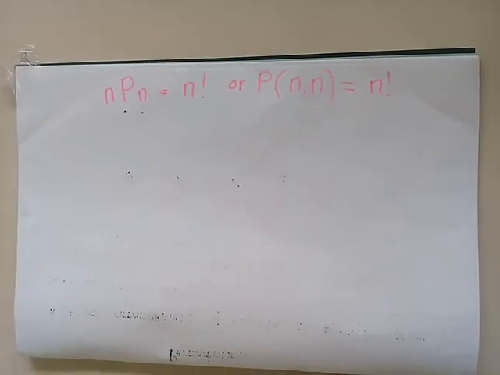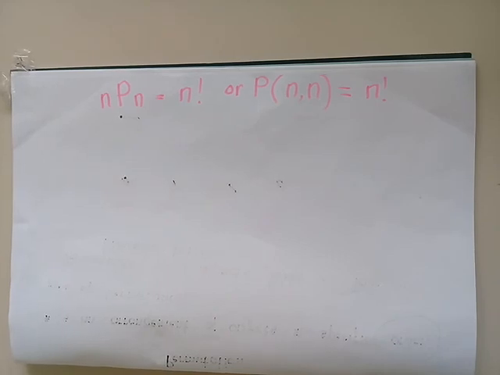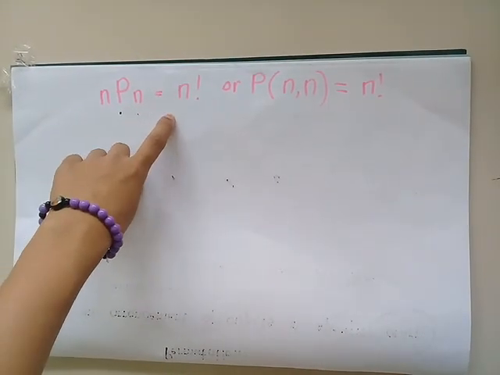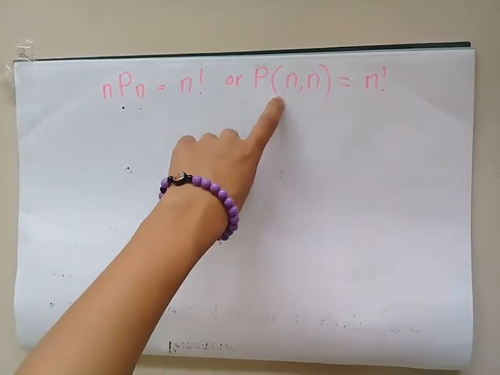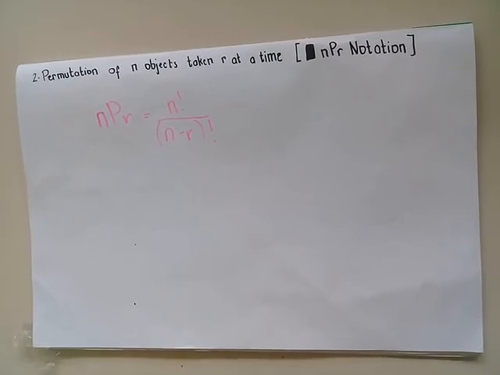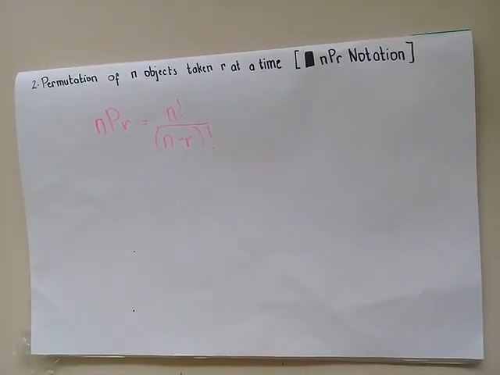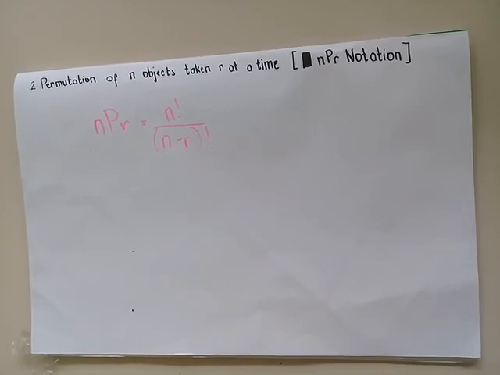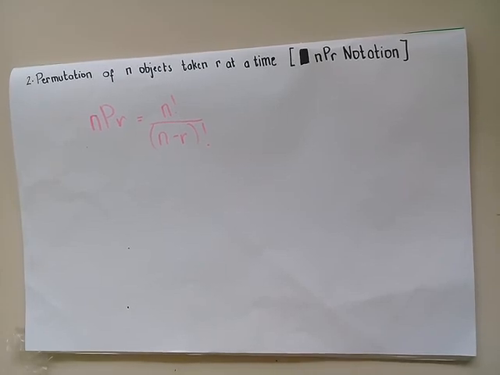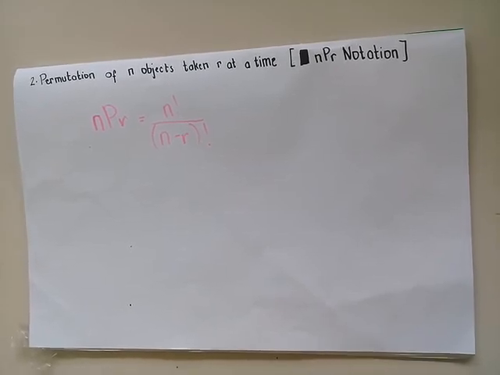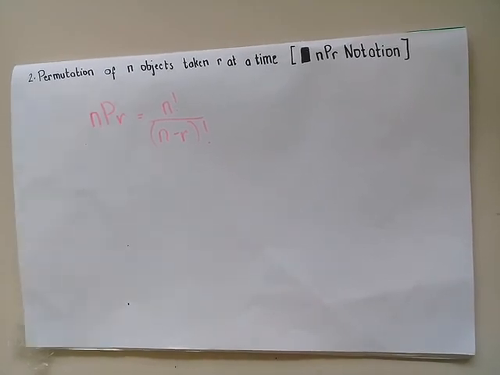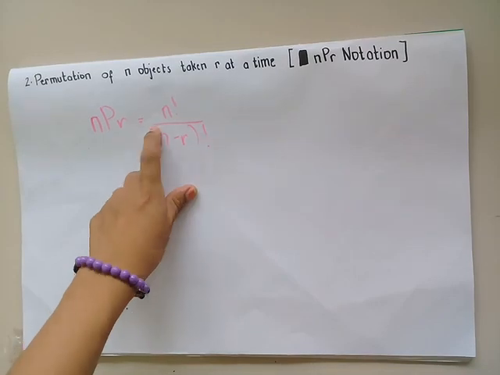If n are distinct objects, the number of arrangements or permutations P can be written as n permutes n is equal to n factorial, or P_n is equal to n factorial. There are some instances that not all objects in a group of distinct objects are chosen. So this is a type of permutation of n objects taken r at a time, or also known as n permutes r notation. The formula for that is n permutes r is equal to n factorial over the quantity of n minus r factorial.